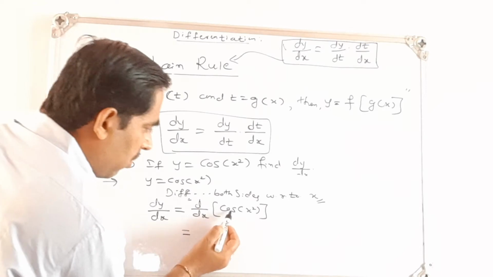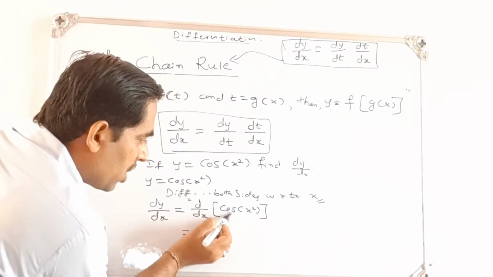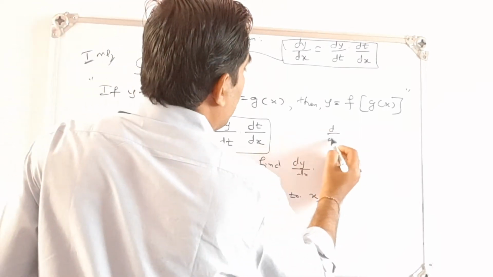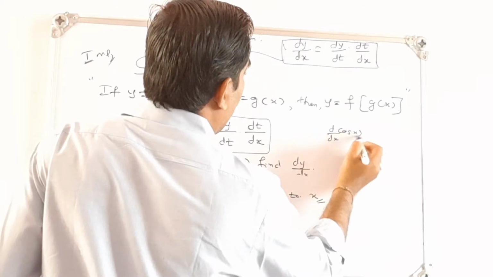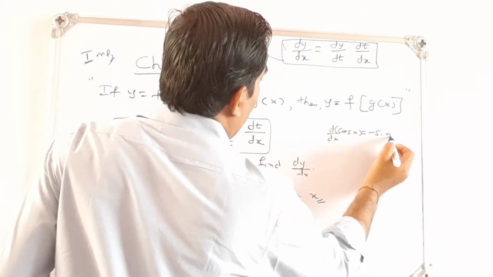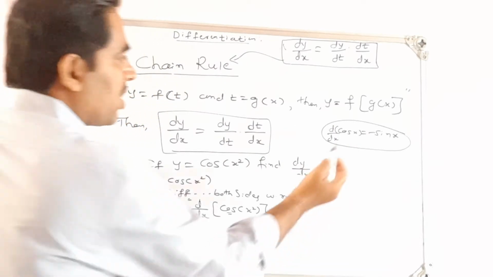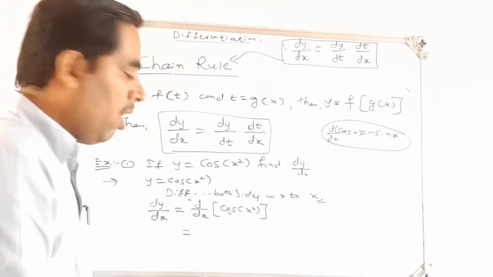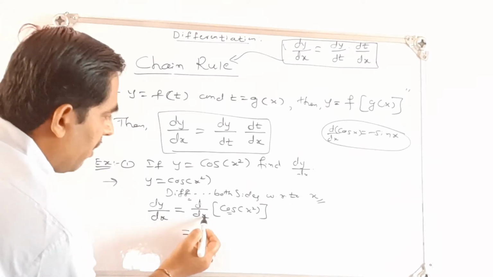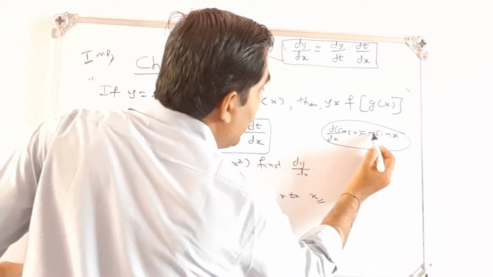See, derivative of cos. So this is a cos function. So what is the formula? Derivative of cos x, we can recall this. Derivative of cos x is what? Minus sin x. We have listed the formula. Concentrate there. Derivative of cos x is minus sin x.